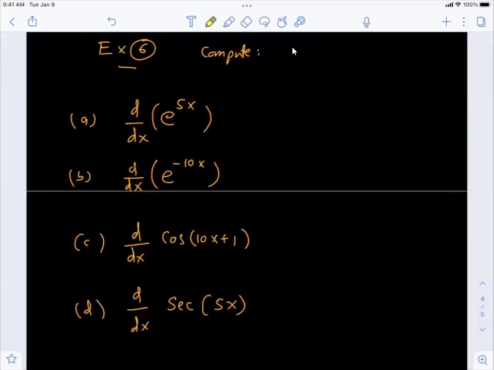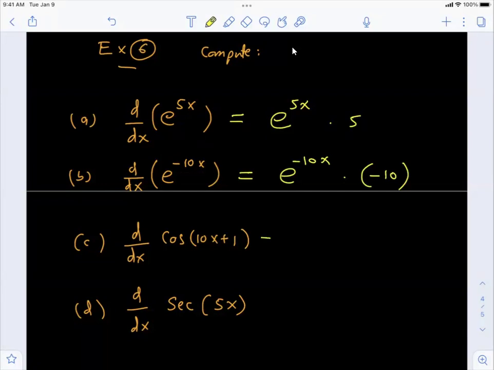e to the 5x. Now we know the derivative of e to the x is just e to the x itself. Now here in this scenario we have e to the 5x, because the derivative of e to the x is e to the x. So now e to the 5x should have similar output. And then it is not complete until you put the derivative of the inner function at the end. So the same thing here, the answer for this one would be e to the negative 10x times negative 10. The derivative of the inner function is none other than just negative 10.